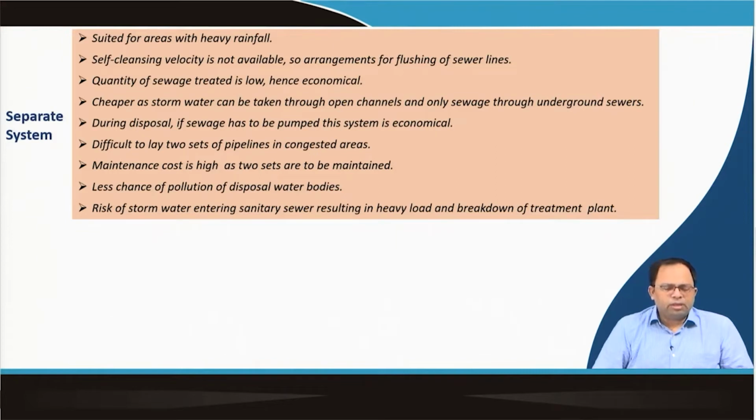And then there is of course a problem in case we lay 2 sets of pipelines, and the cost is also high for 2 pipelines. Even though the pipeline sizes would be smaller, the overall cost comes down to be probably a little lower, and maintenance is of course high, because 2 sets of pipelines have to be maintained. Pollution risk is less, and it is always better to have a separate system in that regard.